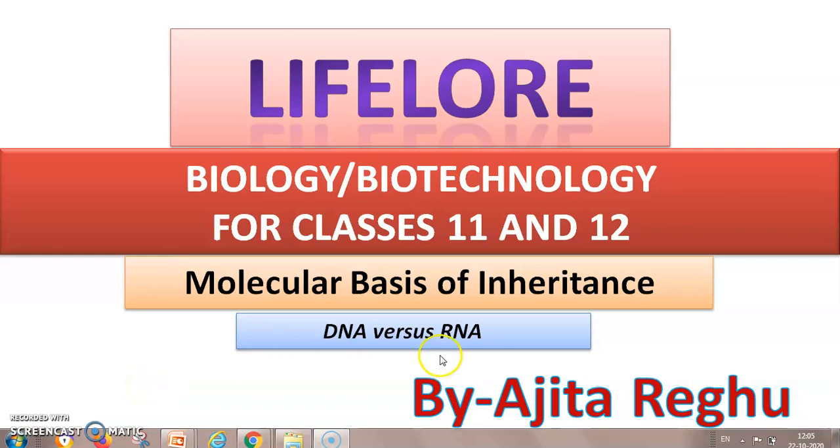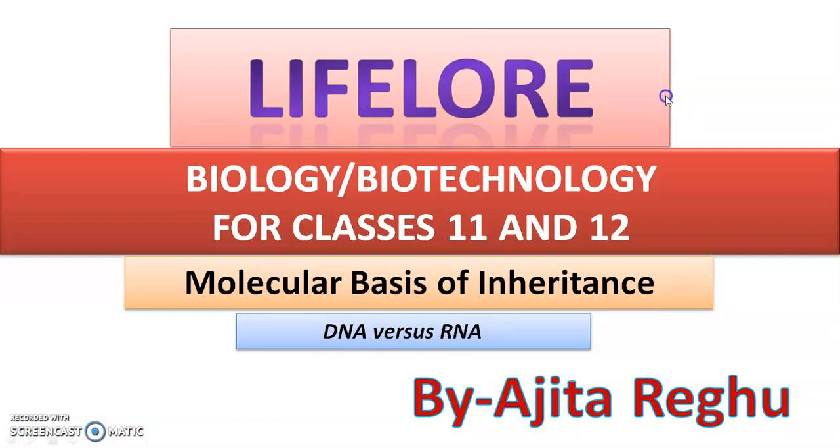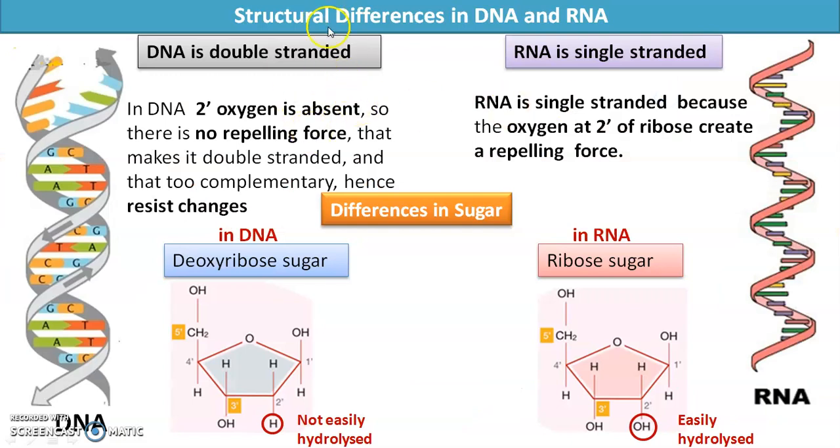Welcome back. Let's move ahead with nucleic acid. We'll see the features of the two nucleic acids, DNA and RNA, what makes one superior over the other to be selected as the genetic material. So first we'll go through the structural differences between the two.